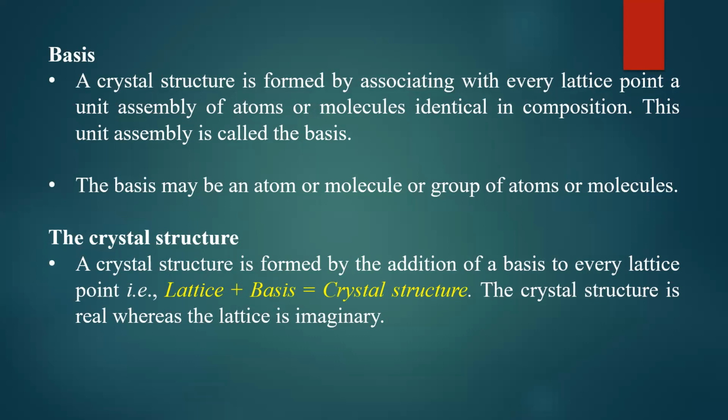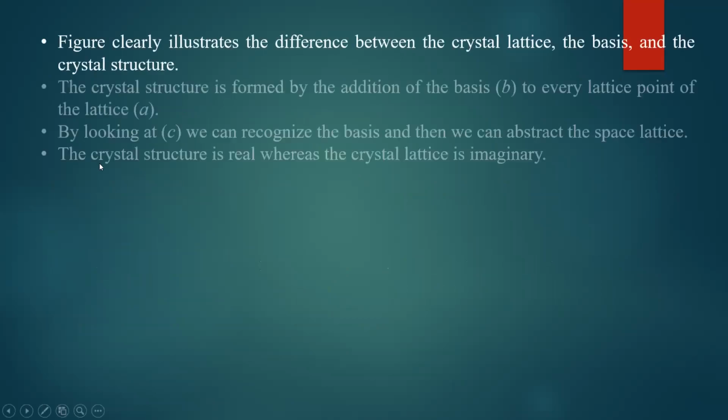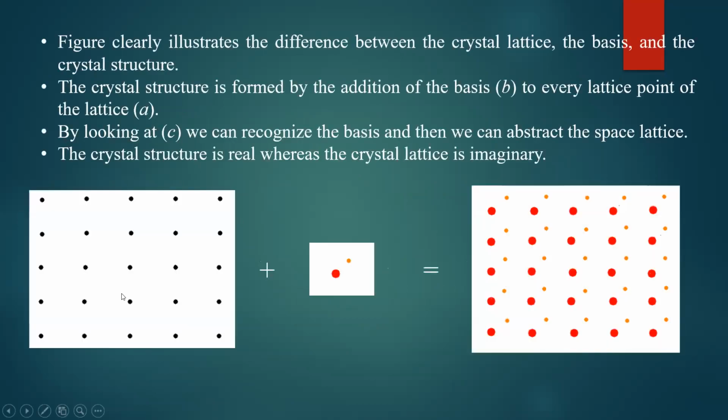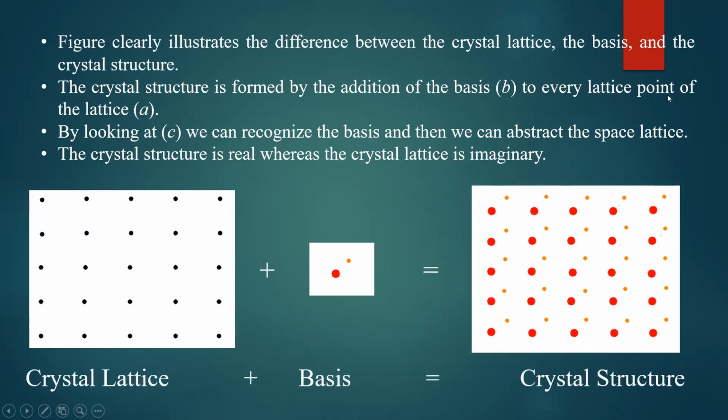What do you mean by basis? Basis is a group of atoms. So crystal structure is real, whereas a lattice is imaginary. So you can observe this figure. Here, the figure clearly illustrates the difference between crystal lattice, basis, and crystal structure. Note the difference clearly. The crystal structure is formed by addition of basis, which is given in B, to every lattice point of lattice A.